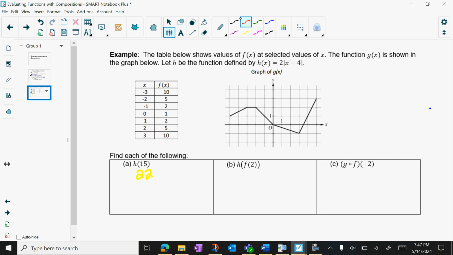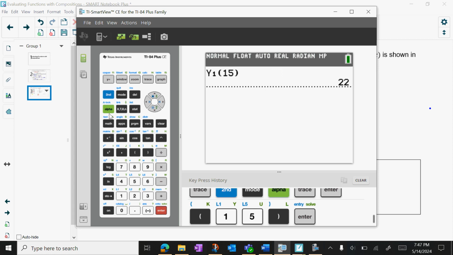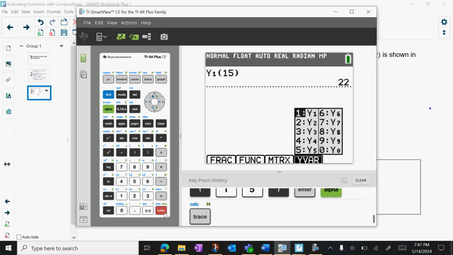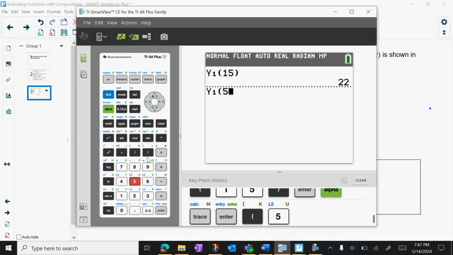Next, I'm going to look at B, h of f of 2. So this is a composition. So remember, I do the inside first. So I'm going to look at what f of 2 is. So my f of x function is the table. F of 2 is 5. So my output value now becomes the input value. Now I'm going to find h of 5. I'm going to go back to my calculator. Because I have it stored in y1, I'm going to do alpha trace again, y1, open up parentheses, put a 5. And I'm going to get 2.